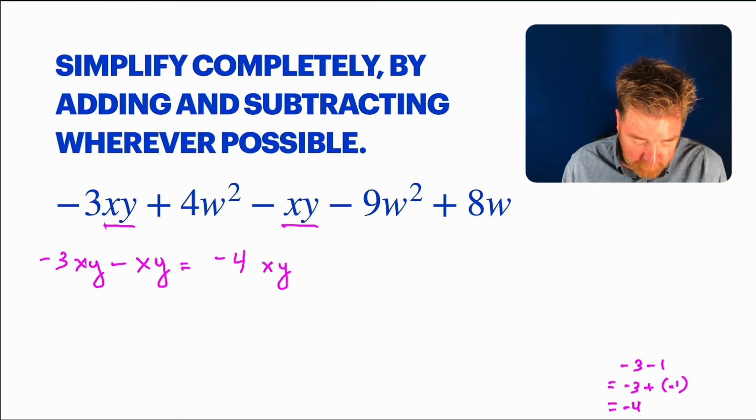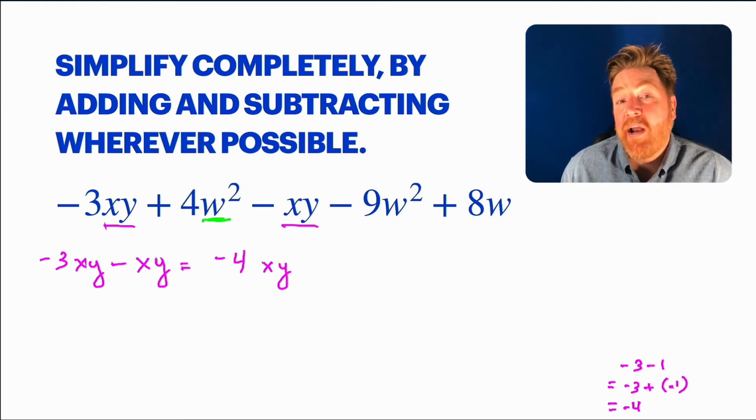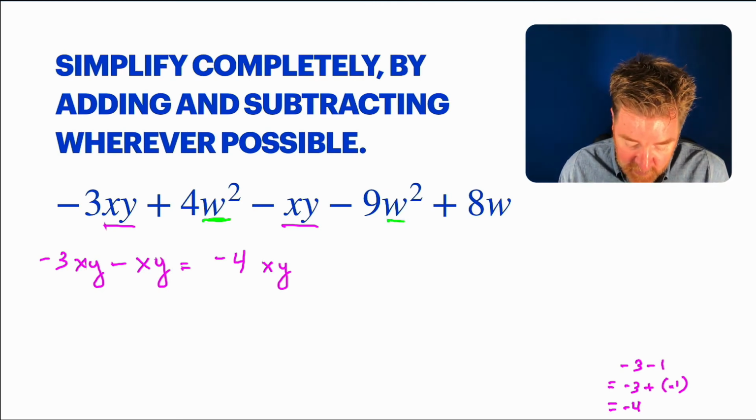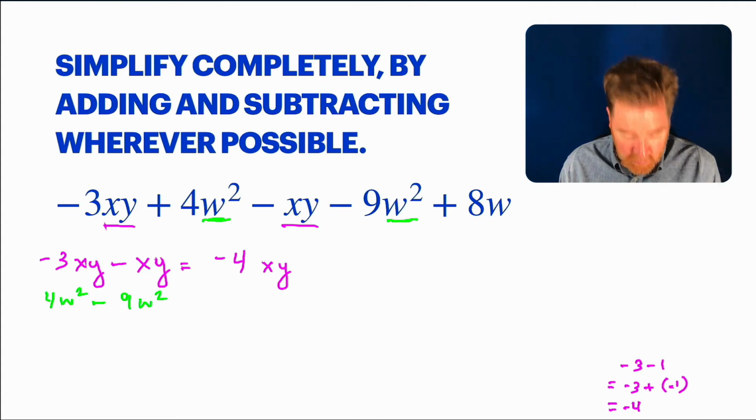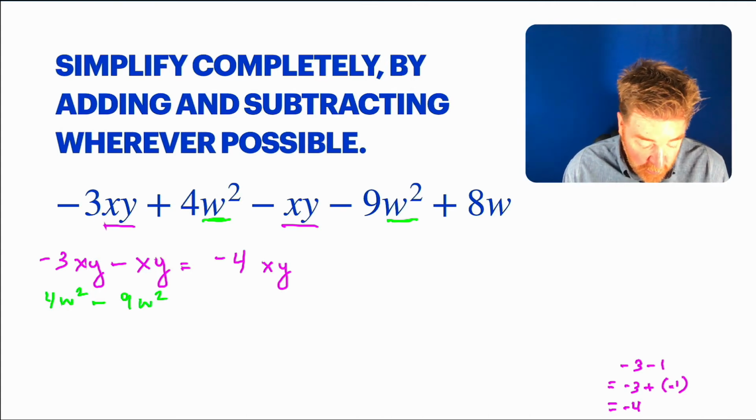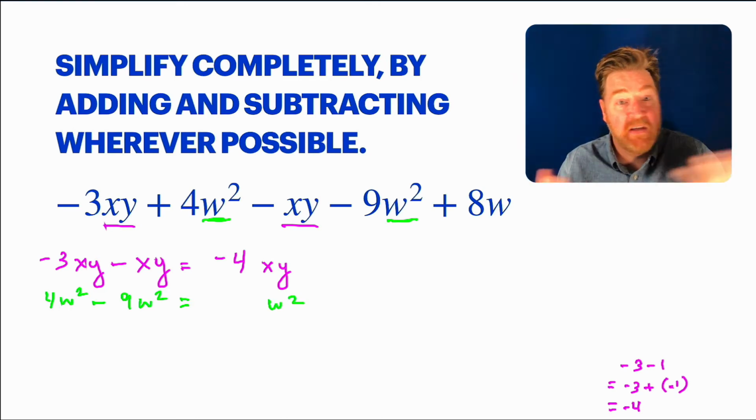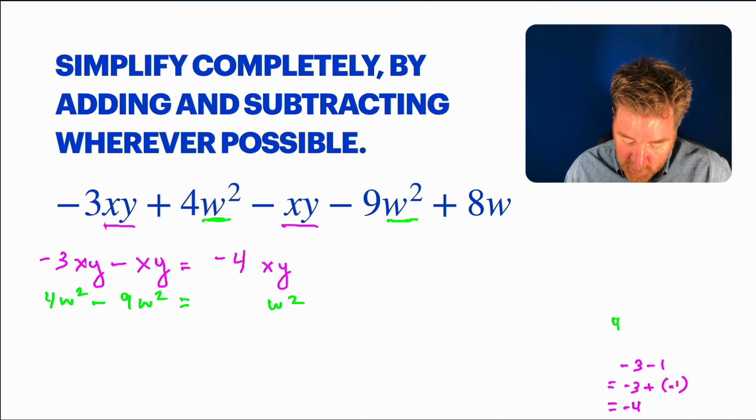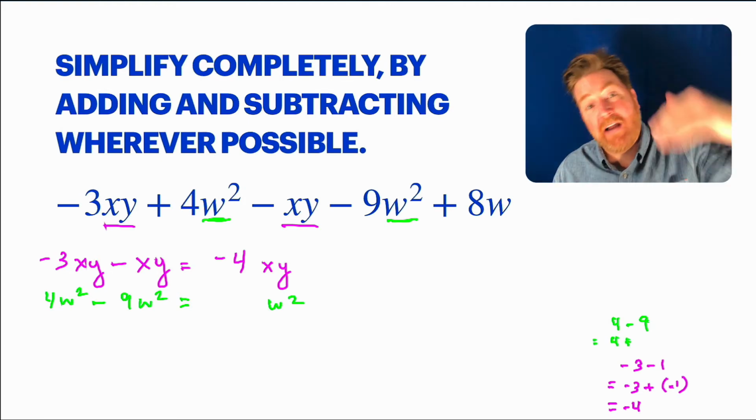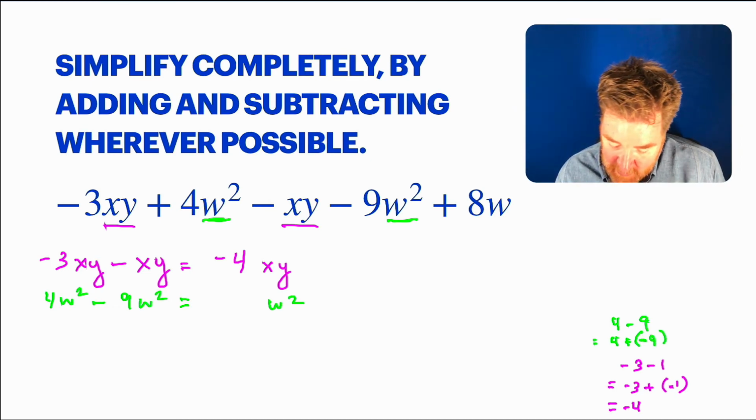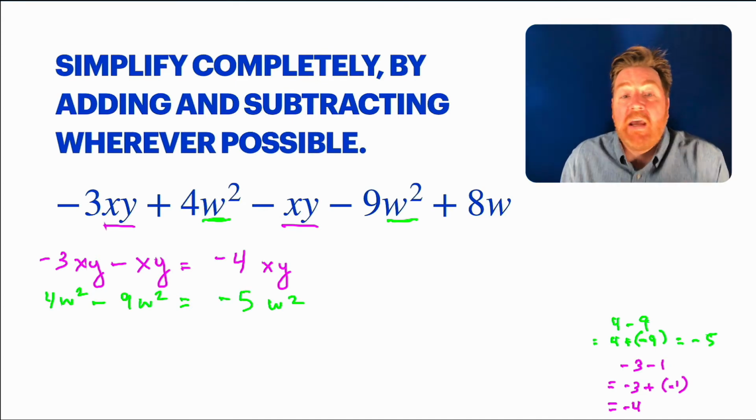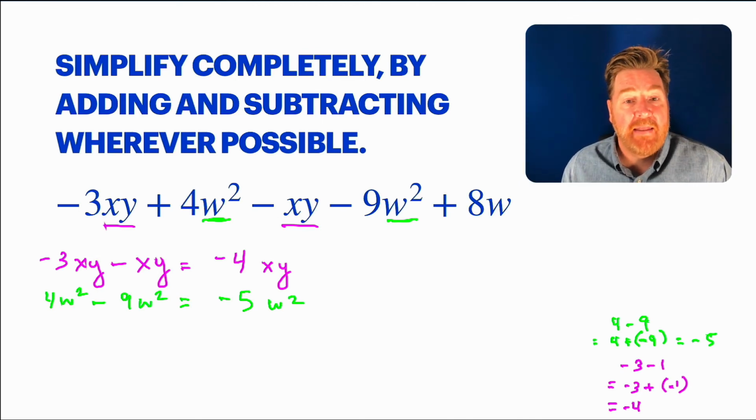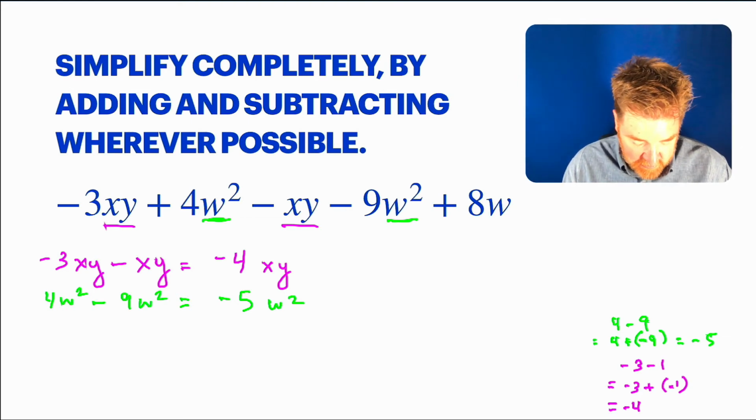So that's how many we've got there. Negative 4xy. Let's see if we have any other w squareds. Any other w squareds? Yeah, right over here. So we've got 4w squared minus 9w squareds. Well, we know that that's going to give us w squared, right? If you subtract the same things, you get the same things. So how many? Well, 4 minus 9, that's the same as 4 plus, instead of subtracting 9, we're going to add 9's opposite, negative 9, and we get negative 5. So, negative 5w squared. And the last term is 8w. There's nothing else to add that to, so we'll just leave it as is.